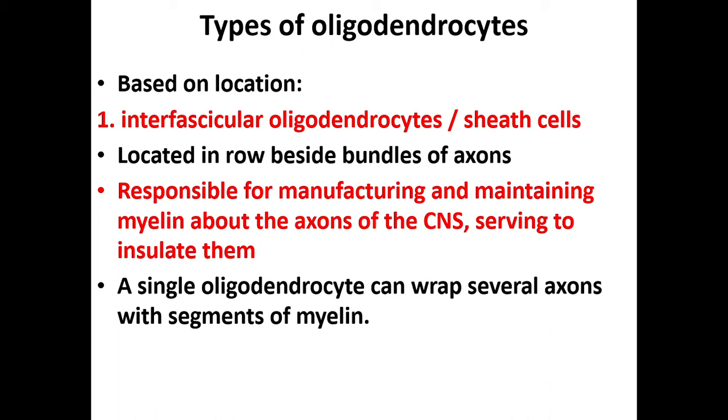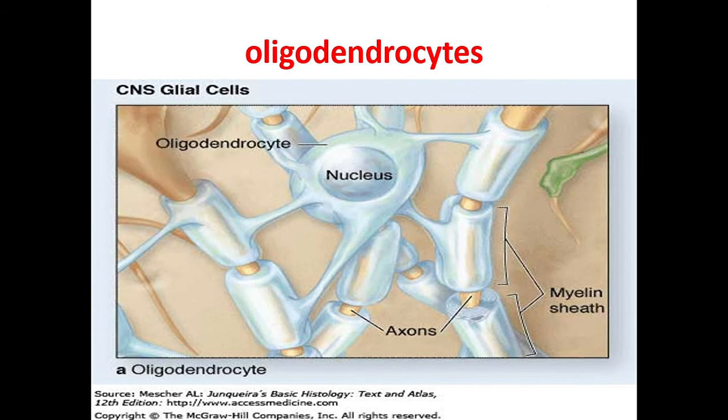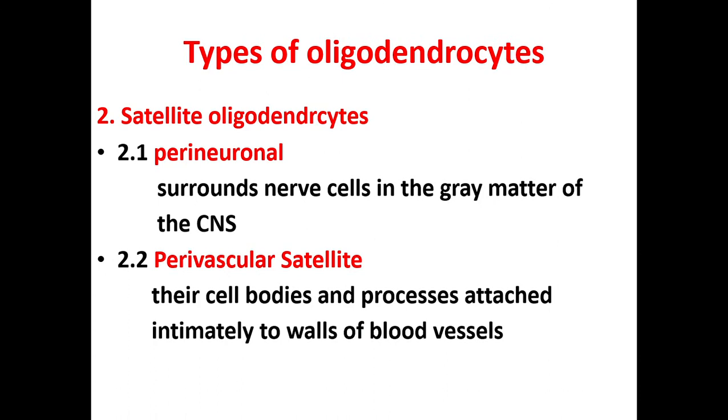A single oligodendrocyte can wrap several axons with segments of myelin. We have here an illustration of an oligodendrocyte wrapping each process along the axon of a nerve cell. Take note, this will take place in the central nervous system. The myelin sheath formation is brought about by the wrapping of the processes of the oligodendrocyte around the axon.